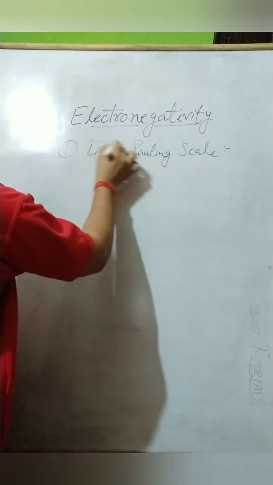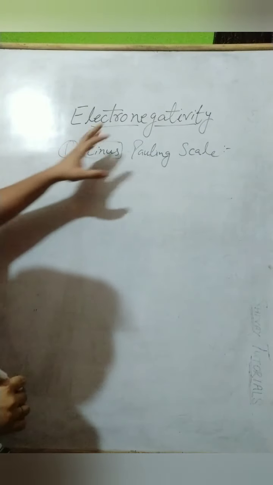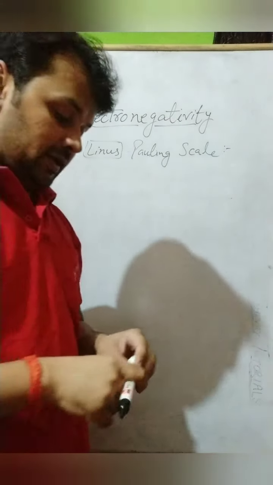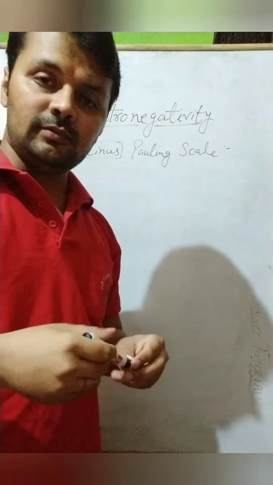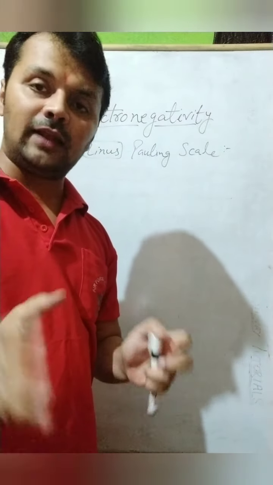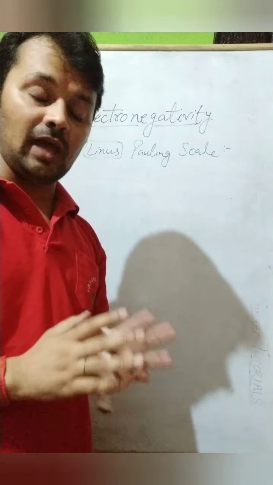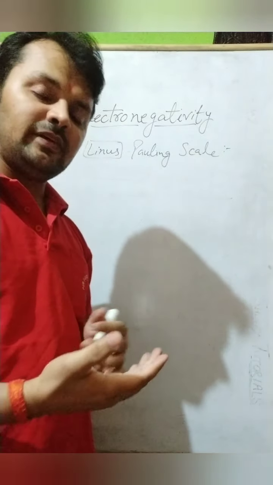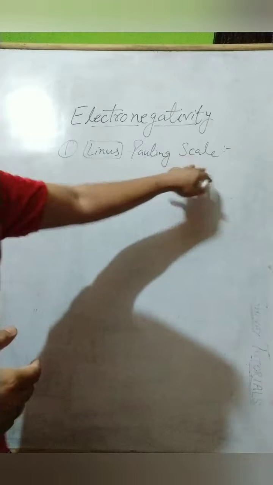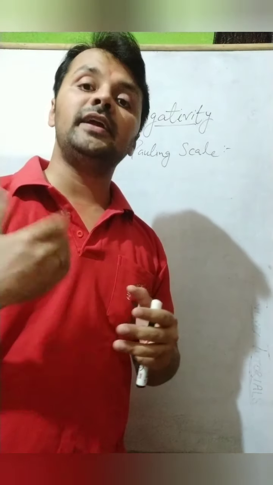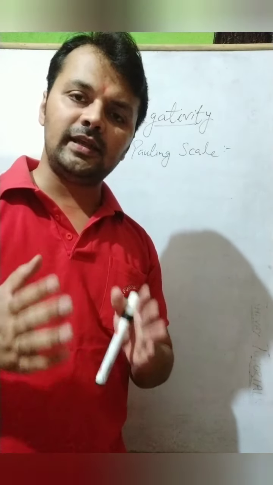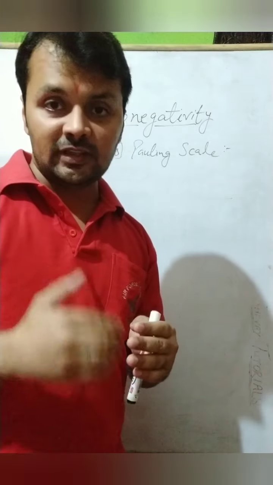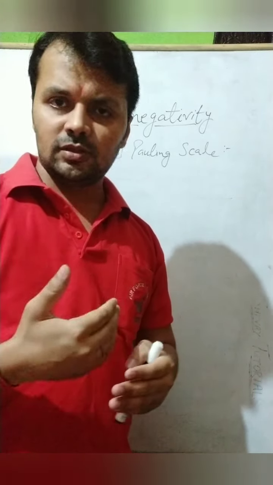By the way, Linus is his first name; Linus Pauling was a scientist. He did some experiments and calculations, and he has given a formula for how we can calculate electronegativities. The Pauling scale tells us to calculate the relative electronegativity, meaning between two atoms, not a single atom.